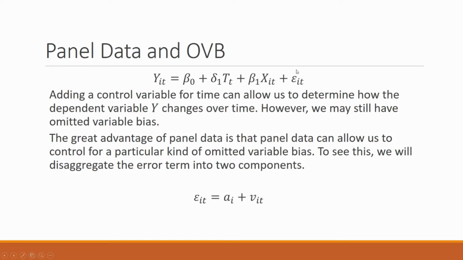And what we're going to do to illustrate what we're able to do using panel data is we're going to disaggregate this error term. And we're going to disaggregate it into two different terms. We're going to say AI, so this variable AI, and this variable VIT. We're going to take this error term and decompose it into these two different components of the error term.